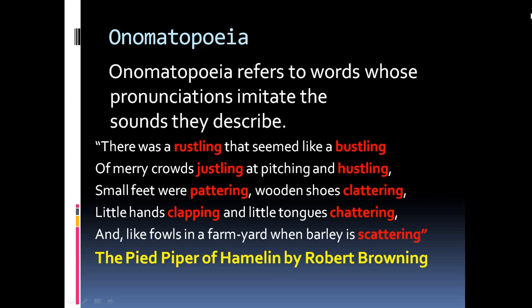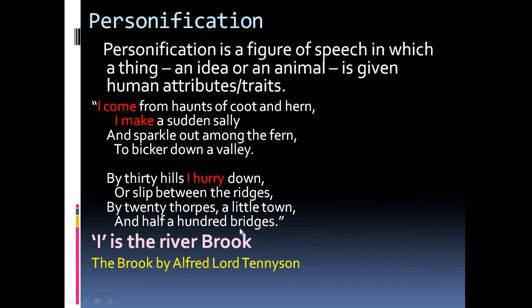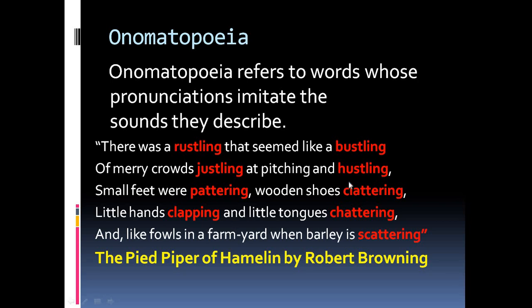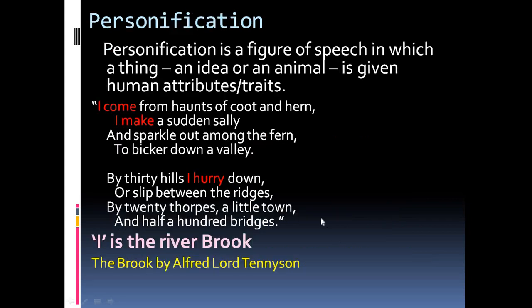You can see the words highlighted with red color. You can see that rustling, bustling, jostling, hustling, pattering, clattering, clapping, chattering, scattering. These are the words which describe sounds of different things. So when it comes to sounding words, it will be called onomatopoeia. Always remember this. Now move on to the next one. A very commonly used and very well known to you, personification.